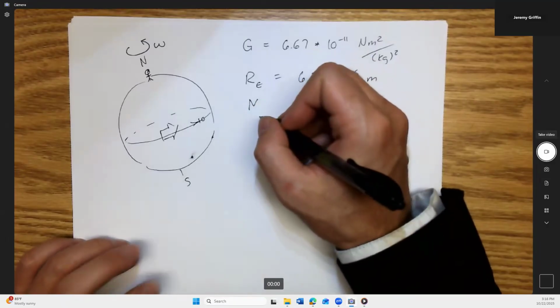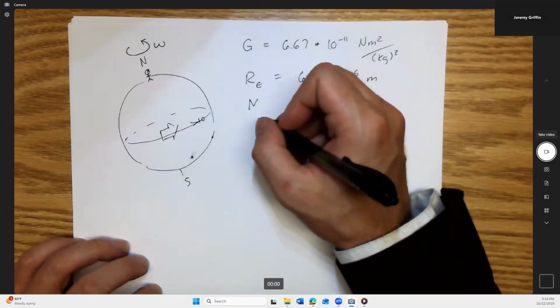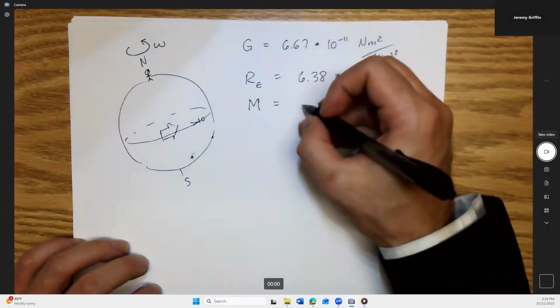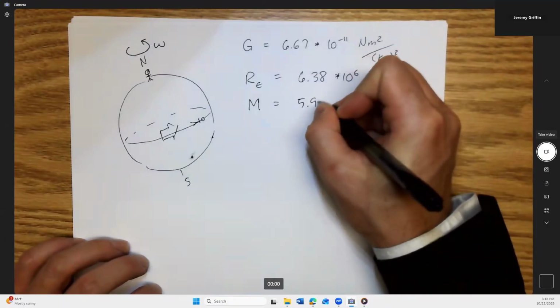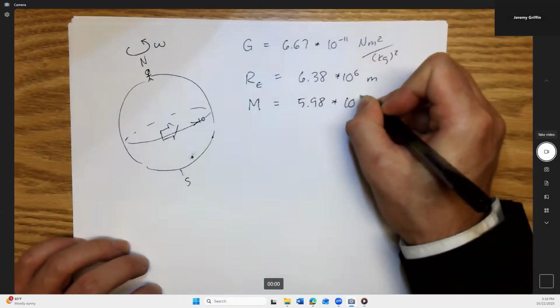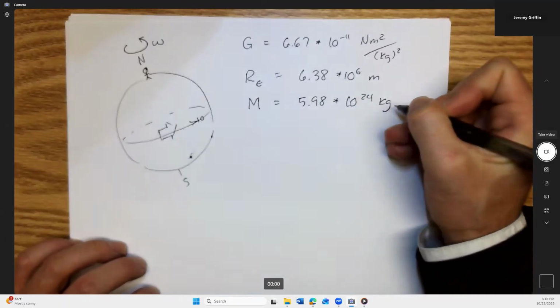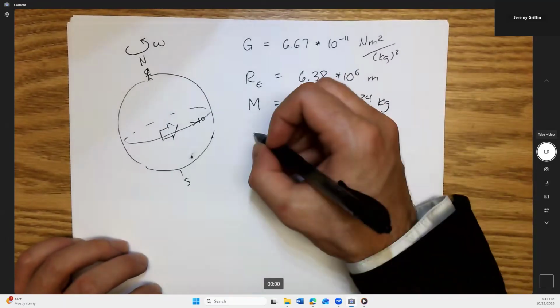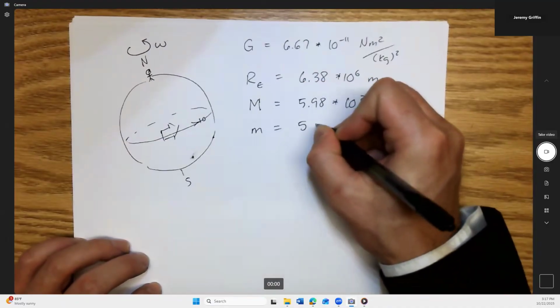Oh, I know why they didn't say the mass of the Earth, because that's actually not relevant. Well, I'll list it here anyway because I might have some follow-up questions where that might be relevant: 5.98 times 10 to the 24 kilograms. Okay. And your own mass, they're telling you, is 50 kilograms.